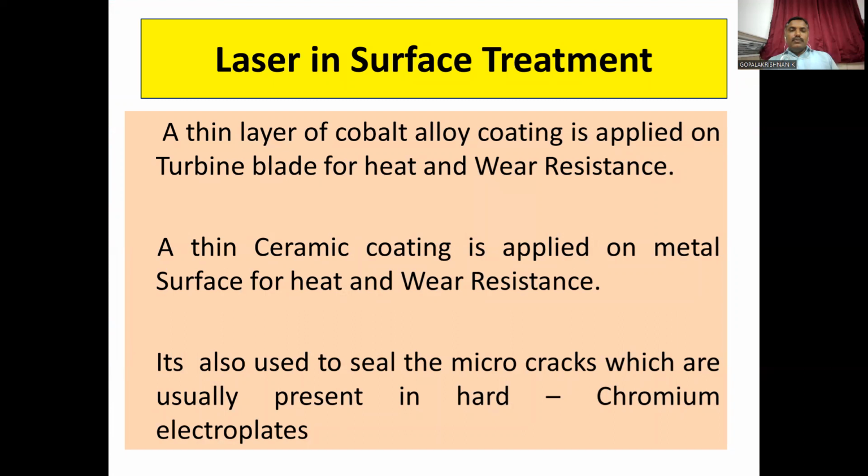A thin layer of cobalt alloy coating is applied on a turbine blade for heat and wear resistance. A thin ceramic coating is applied on a metal surface for heat and wear resistance. It is also used to seal the micro cracks which are usually present in hard chromium electroplates.